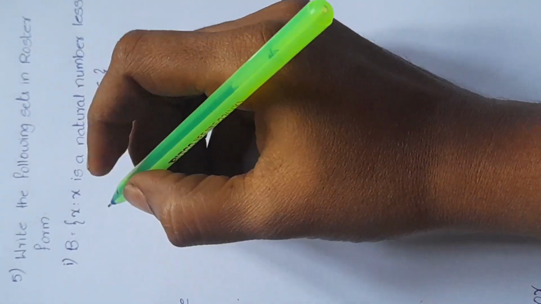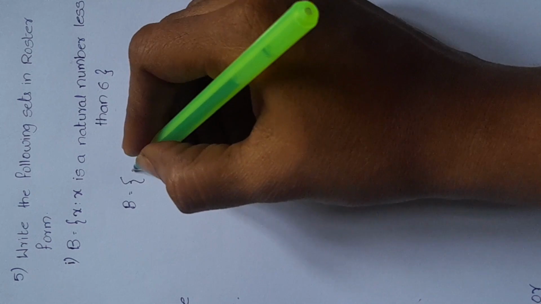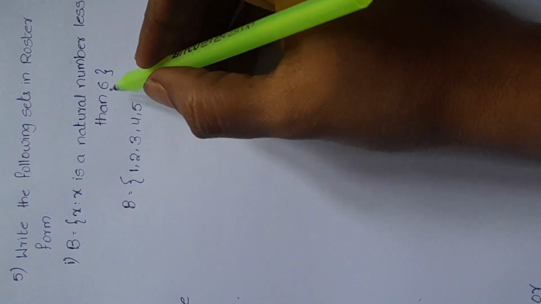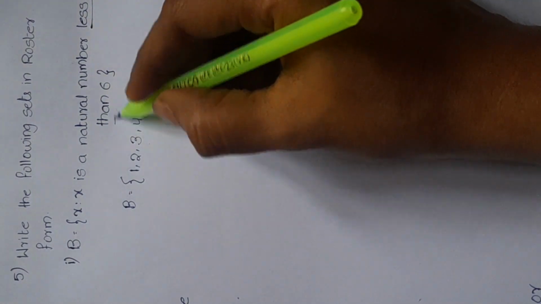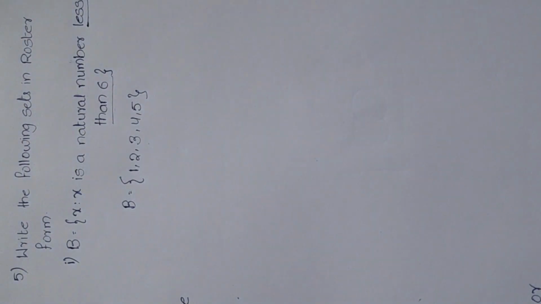Fifth question is, write the following sets in the roster form. Here the first question is given in the set builder form. x is a natural number less than 6. Now let us take the set B. In that we should write the natural numbers 1, 2, 3, 4 and 5. We should not write 6 because less than 6 is given. So we should stop at 5 only. This is the roster form.